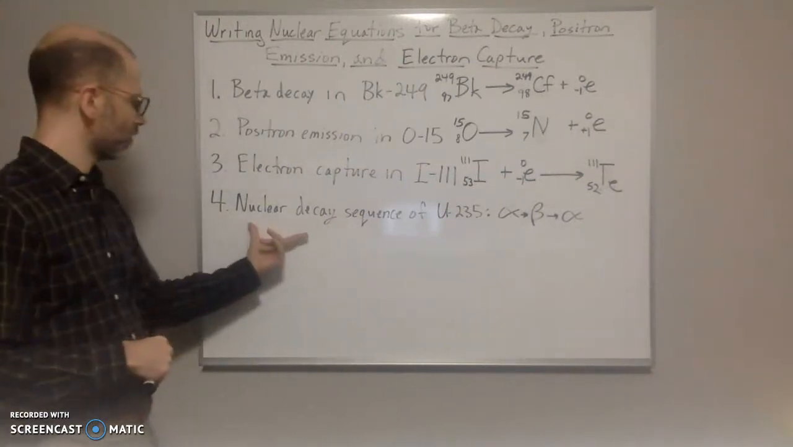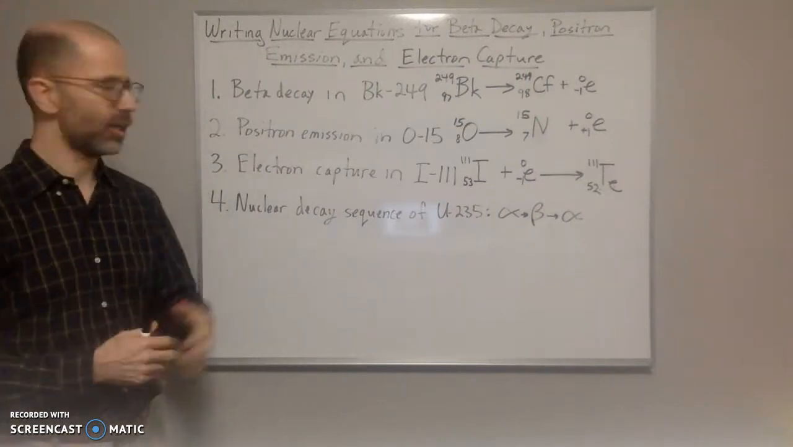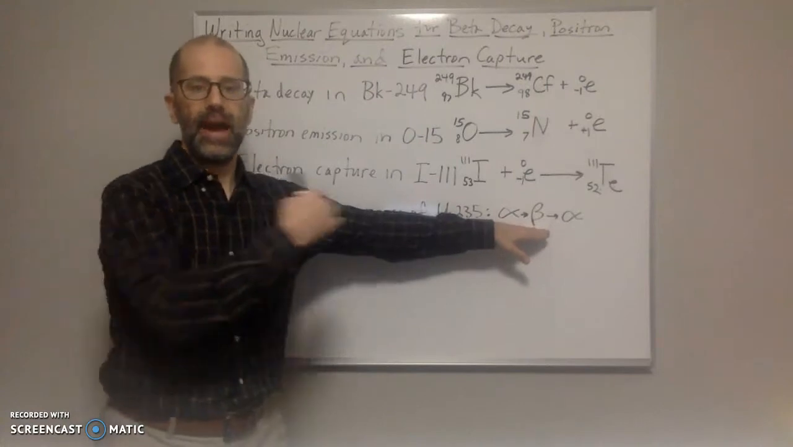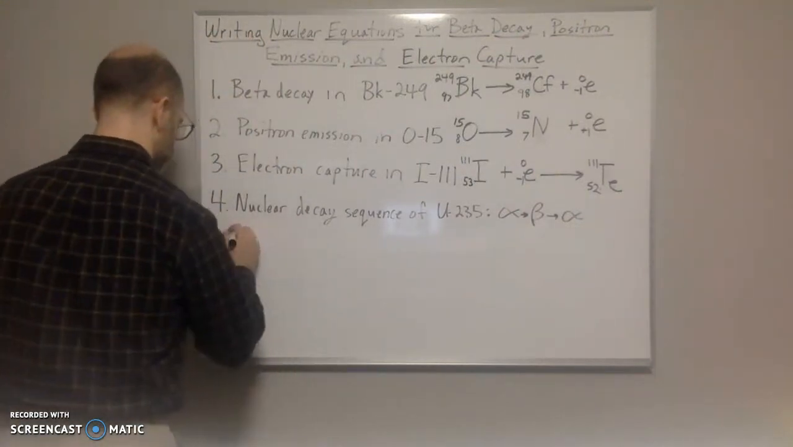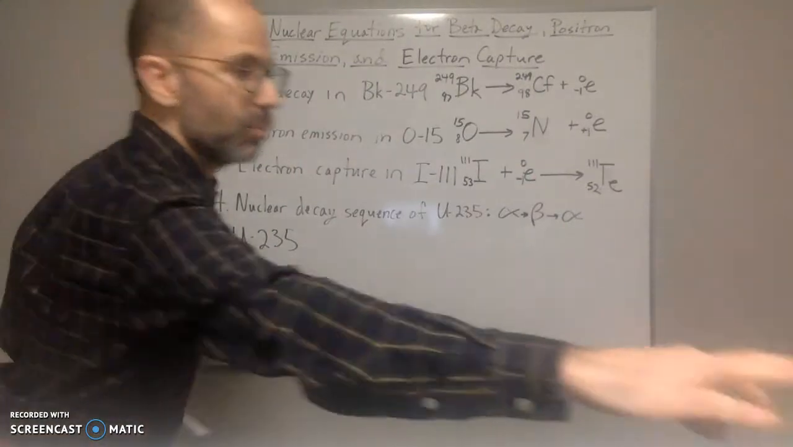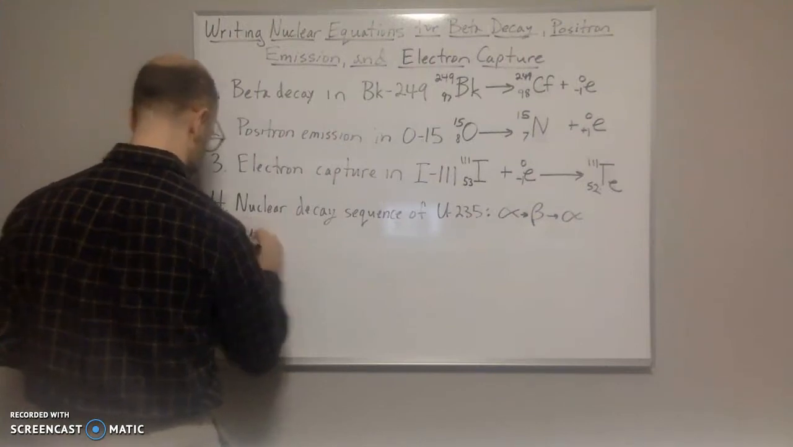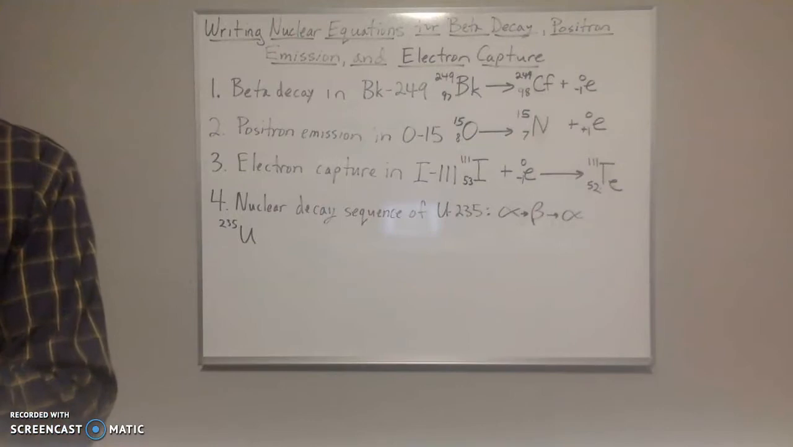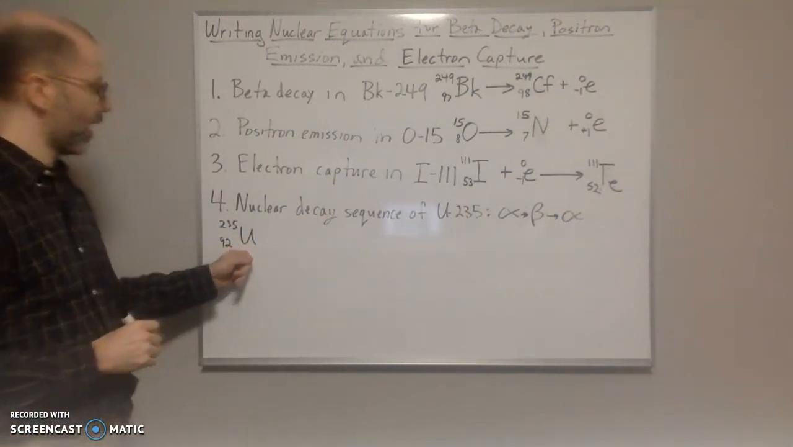And last one is, what about this nuclear decay sequence of uranium-235? So we're starting with uranium-235, and we're told it goes through an alpha decay first, and then whatever's left over, the daughter isotope, is going to go through a beta decay, and then that daughter isotope is going to go through another alpha decay, and then what are we left with? So let's write that out. So we're going to start with uranium-235. Let me write that as a symbol so I can save some room. So we have U, 235. The atomic number is 92. So that's going to be 92 on the bottom here. So we got our parent isotope here.